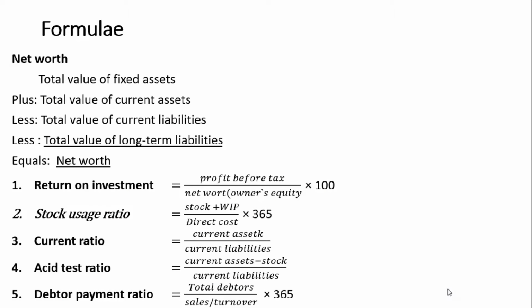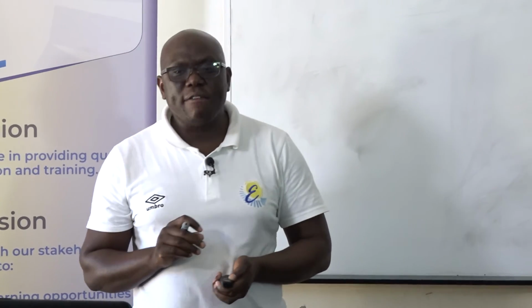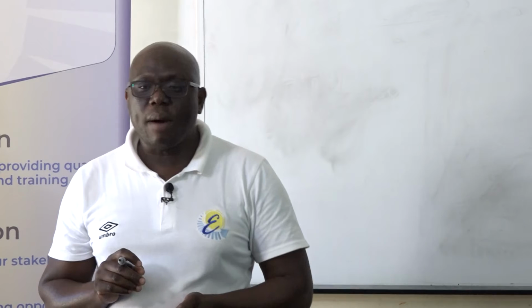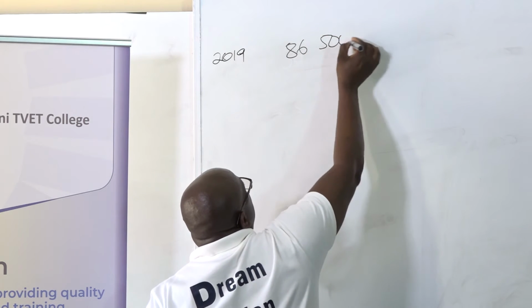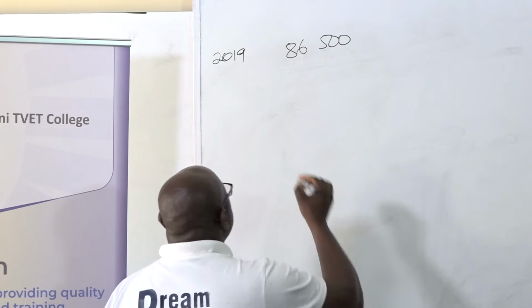Number one, let us start with the calculation of net wealth. According to the formula, it says the total value of fixed assets. Let us go back and check how much our total value of fixed assets is. Let's look at our balance sheet. Our fixed assets in 2019 are equal to 86,500.